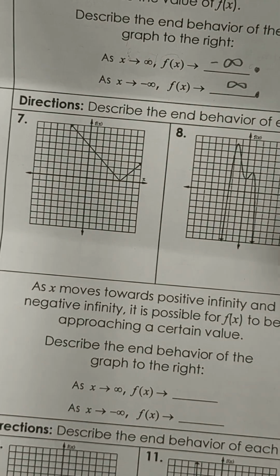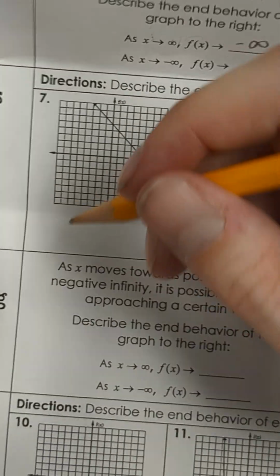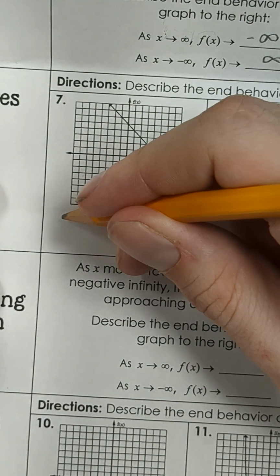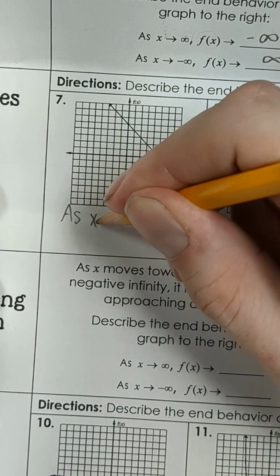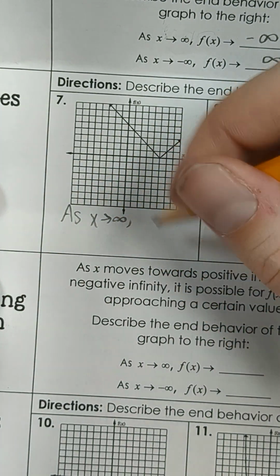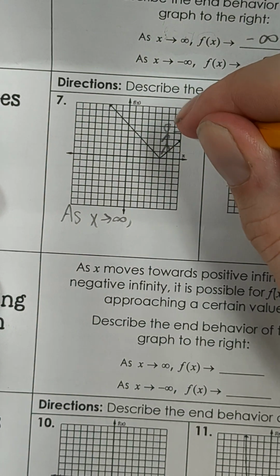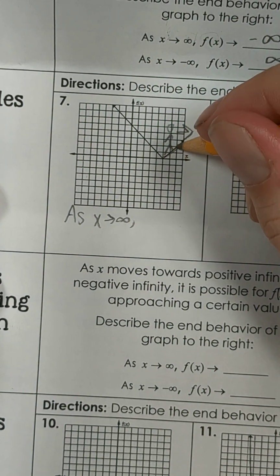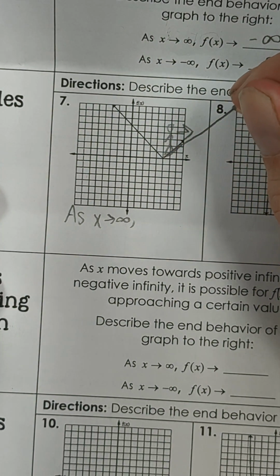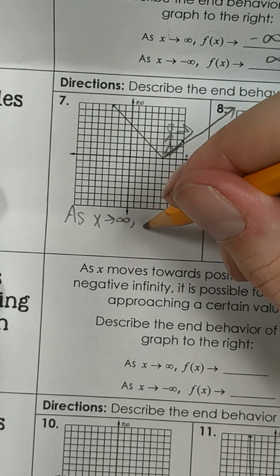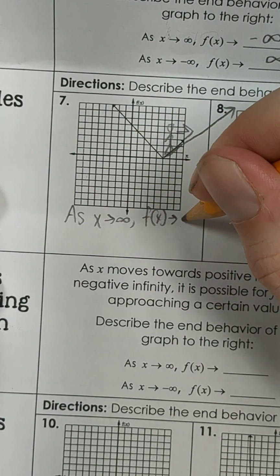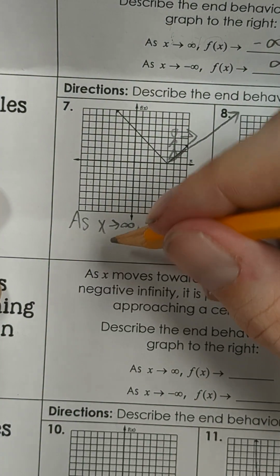They say describe the end behavior of each graph. So anytime it says describe the end behavior, all you have to do is write 2 sentences. As x approaches infinity, what happens? Well, put your person on your graph, have them walk this way. It looks like they're going to be going up, up, up forever. So f of x goes to infinity.